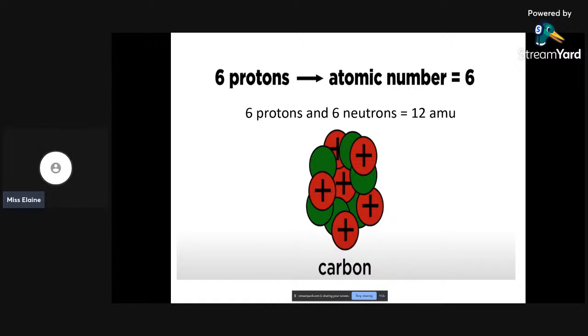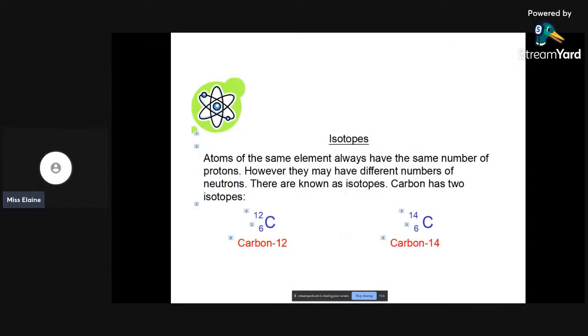6 protons plus 6 neutrons is equal to 12. So, what are isotopes? Atoms of the same element always have the same number of protons. However, they may have different numbers of neutrons. They are known as isotopes. Carbon has 2 isotopes. So there are some instances where the atomic mass of carbon has a decimal point.